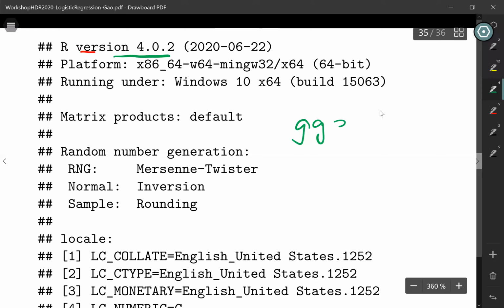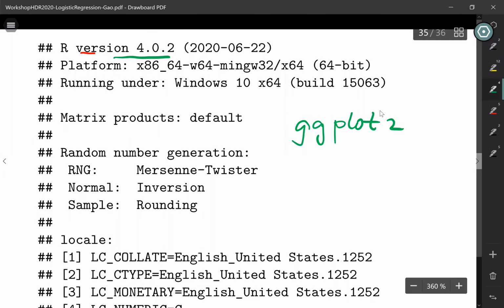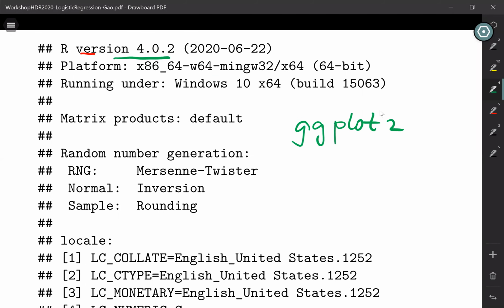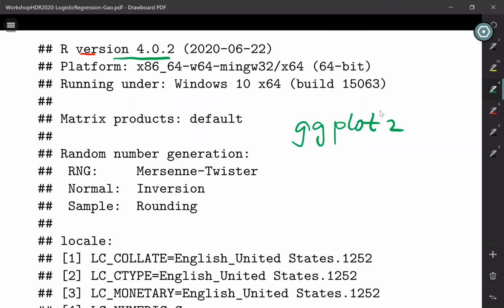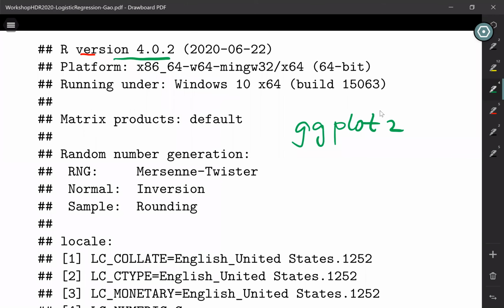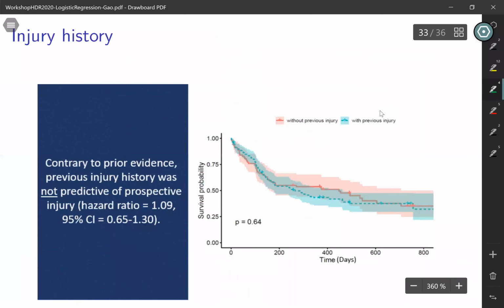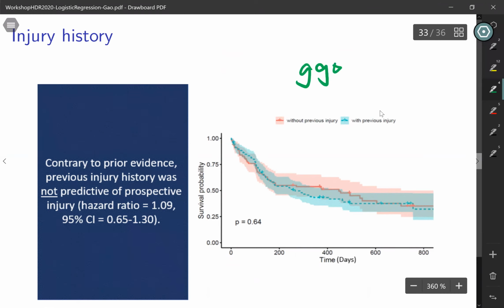Then can you try to install ggplot2? ggplot2 is an updated version of the original ggplot. Here you see all the figures in my presentation, I use the package ggplot2. So I would recommend that you go ahead and install this package. Okay, I found it.